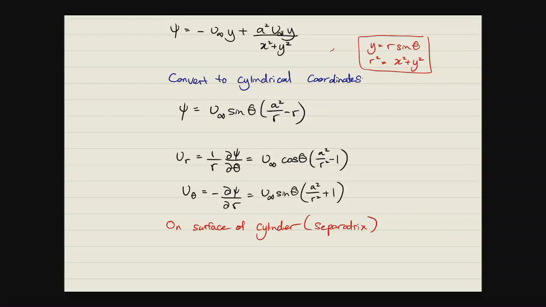All I have to do then is to replace r with what? Yep, radius. So r is going to be the radius of my cylinder, just at a, which is on the surface of my cylinder. So then, very nicely, you should be able to see that u_r is going to be 1 minus 1, which is 0, so u_r is going to be 0.